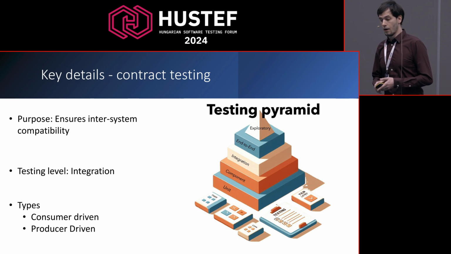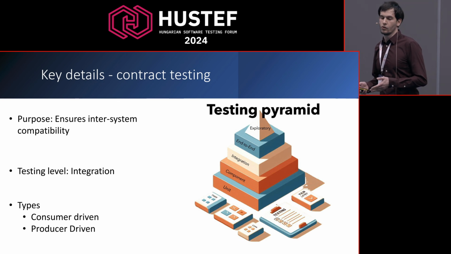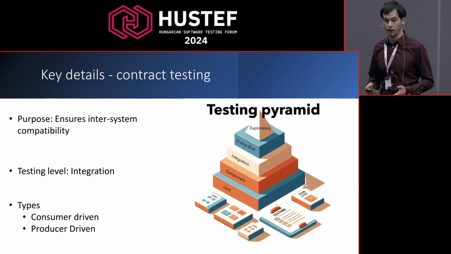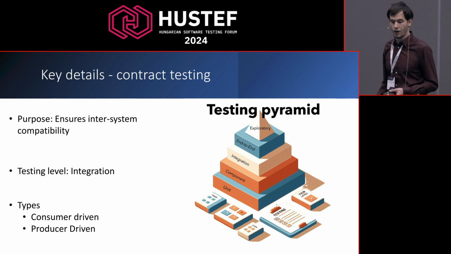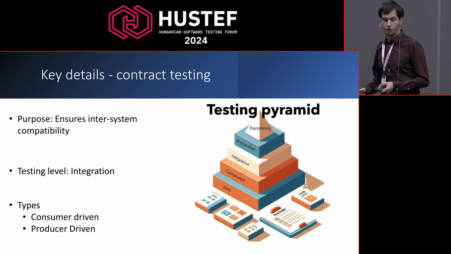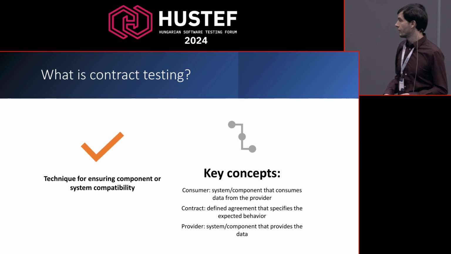You are actually validating that different components or different systems can work together. Most of them you are doing from a technical perspective. Sometimes you are doing business-driven tests also, but in most cases, you want to validate whether your system as a whole is working. Last but not least, about types, I will define them later, but we have consumer-driven contract testing and producer-driven contract testing. So let's go into the details.